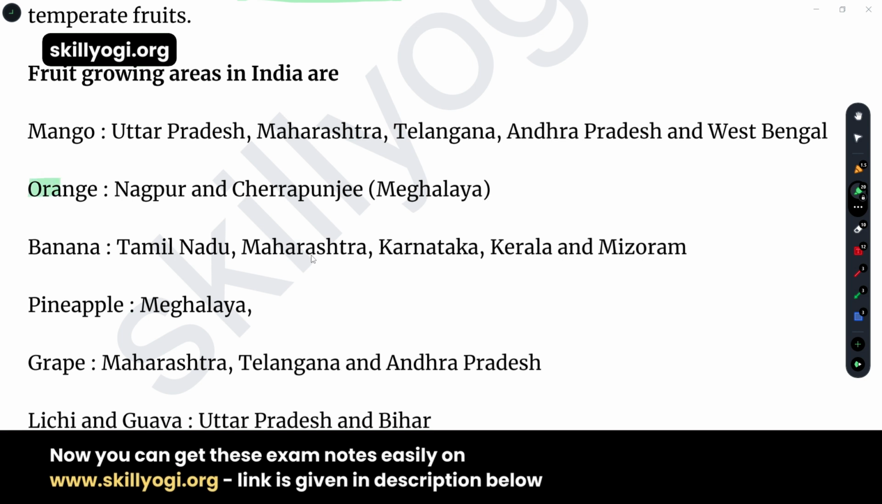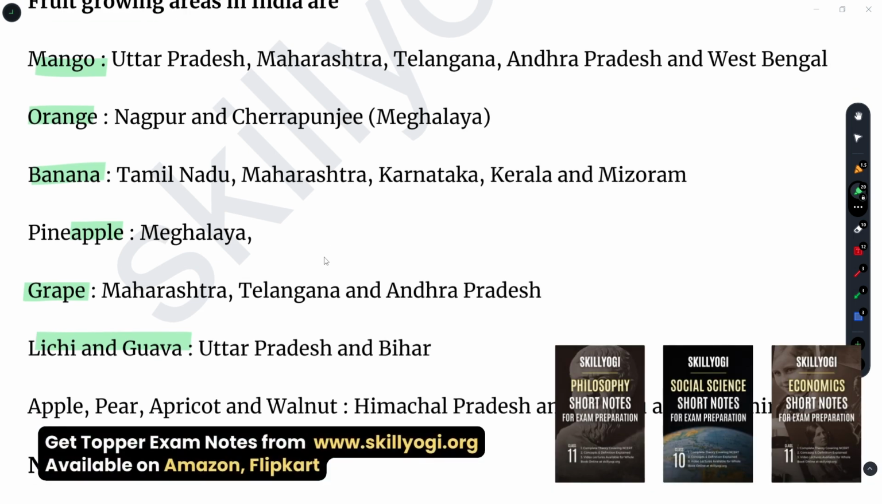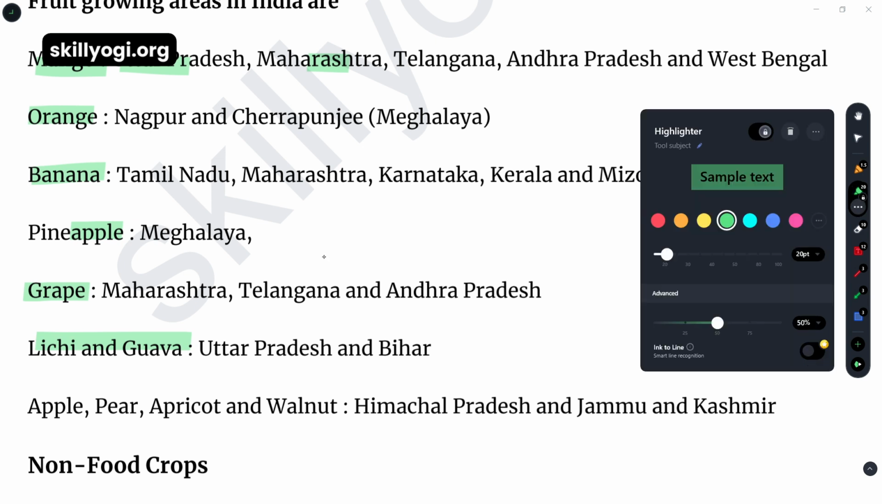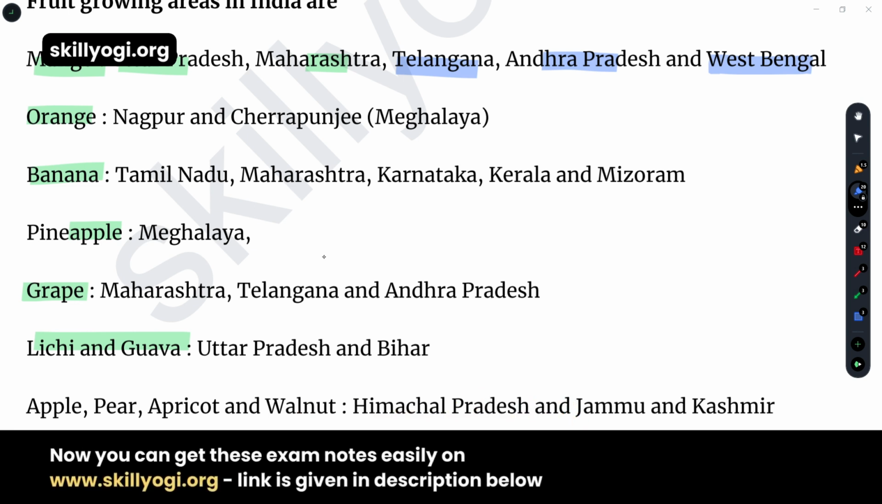Mango, orange, banana, pineapple, grape, lychee, guava, different fruit names are given over there. Different places are also mentioned, like for mango: UP, Maharashtra, Telangana, Andhra Pradesh and West Bengal. West Bengal mango we have already learned, and Mumbai, I think, Alfonso mango. These are the different varieties we can have in different places for the fruit.